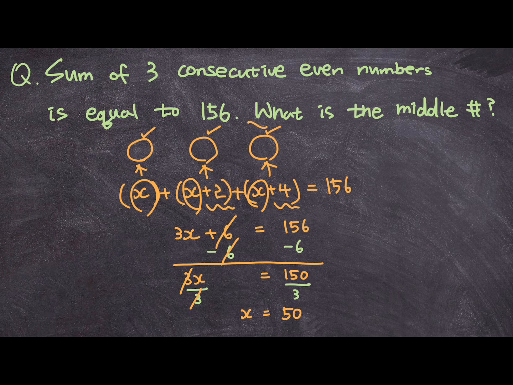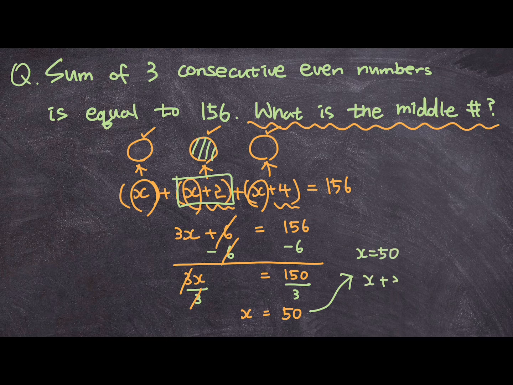Since the question is asking for the middle number, not all three or the first number, I need to figure out this number, which is equal to x plus 2. Since my x is 50, x plus 2 is equal to 52, and 52 will be our final answer.